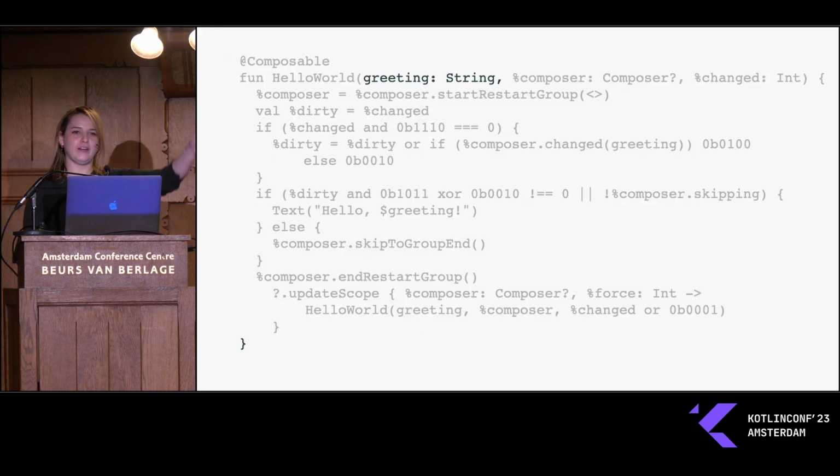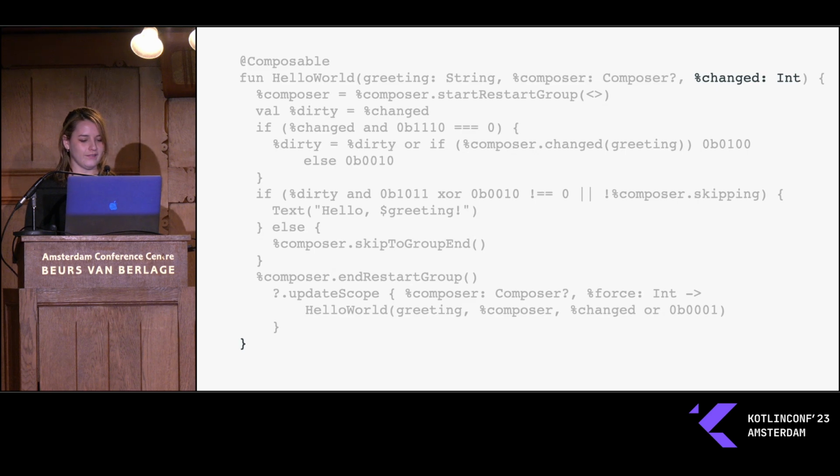Okay, so we have that original greeting that we saw in the original code, but then you'll notice that there are a couple of other injected parameters at the IR level. So composer is injected, and it forwards every composable call, so composer is available for every subtree, and it keeps track of the groups in the slot table. The changed parameter comes from the generated metadata values to check if the input has changed since the previous recomposition. It enables the ability to skip recomposition.